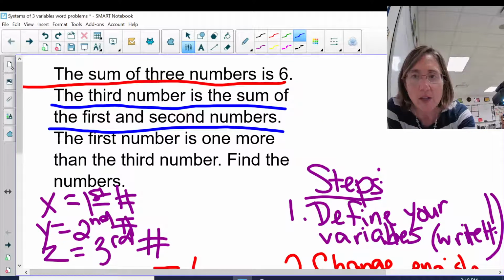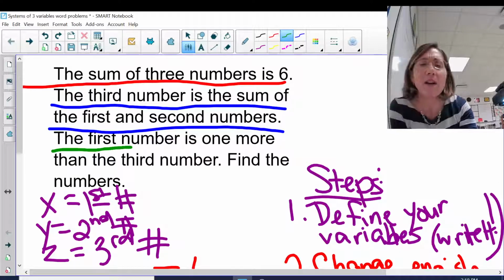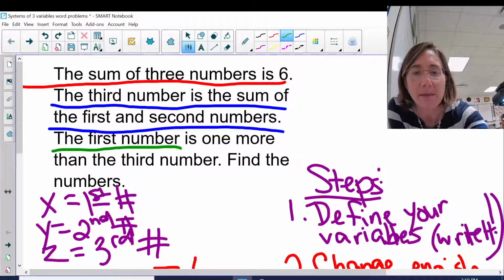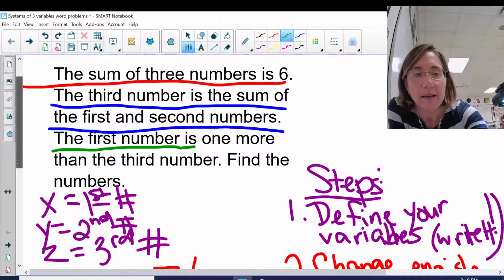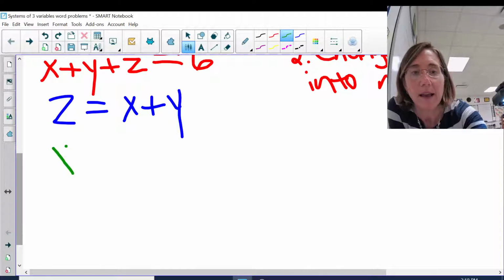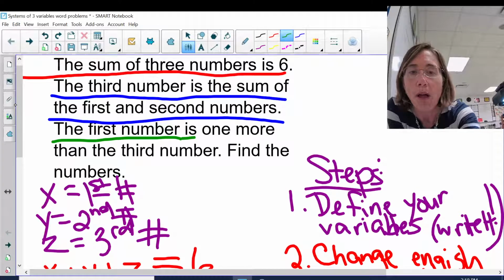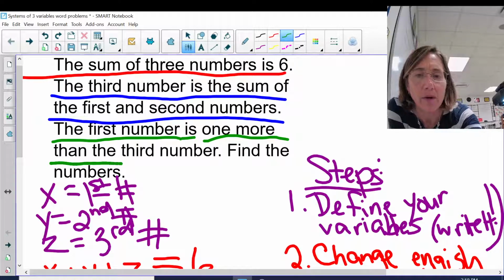Now let's do the third equation. So how about green for this one? The first number, you know what, I think I'm going to underline this part in stages here. The first number. What are we talking? The first number, what letter is that? x, there you go. So the first number, that's going to be x, is, what's this mean in math? Is equal to, okay, so x equals, let me write that down. x equals 1 more than the third number. 1 more than the third number.